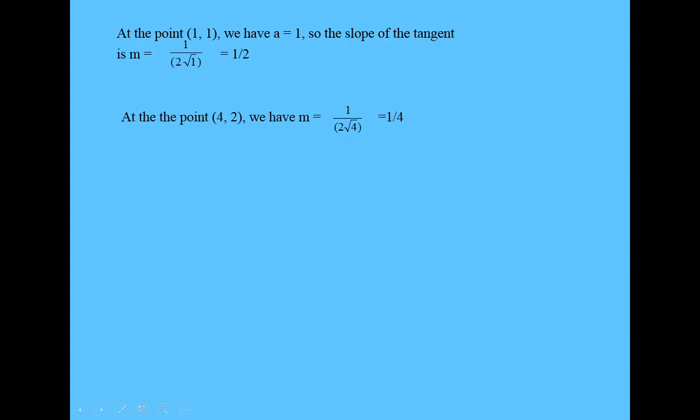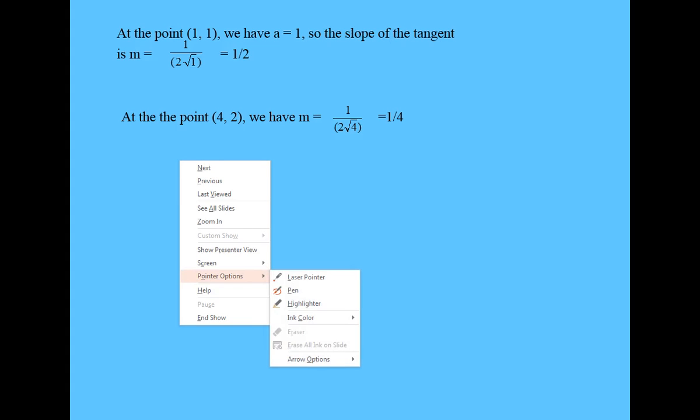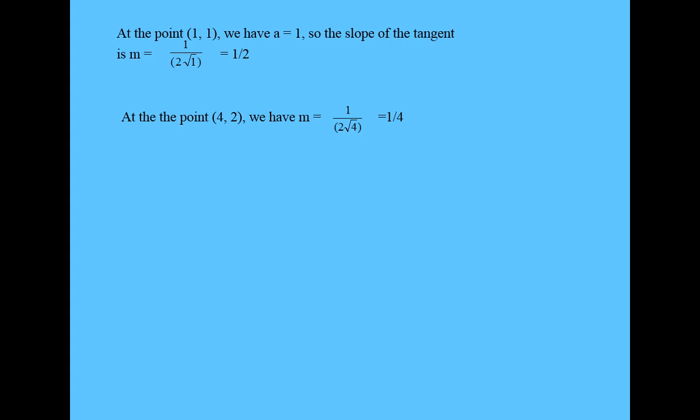If we chose some values for the square root of x to find the slope of the tangent line, say at 1, a would equal 1. So we would just plug in 1 for a. We'd have 1 divided by 2 times the square root of 1, which is 1/2. If we wanted to find the slope of the tangent line at x equals 4, we would just plug in 4 to the expression we found, and we would get a slope of 1/4.